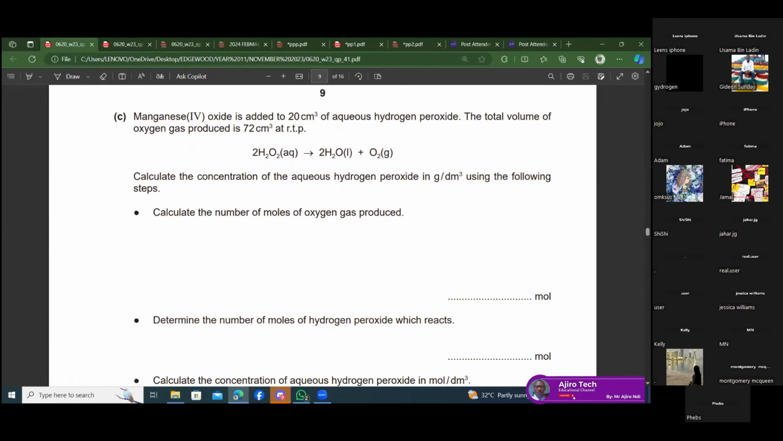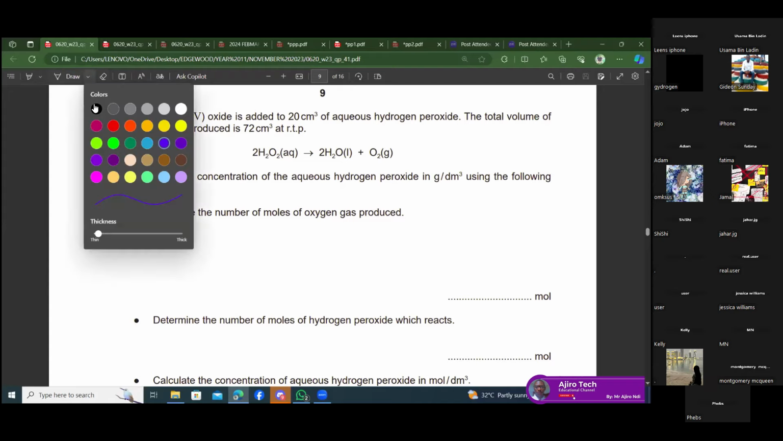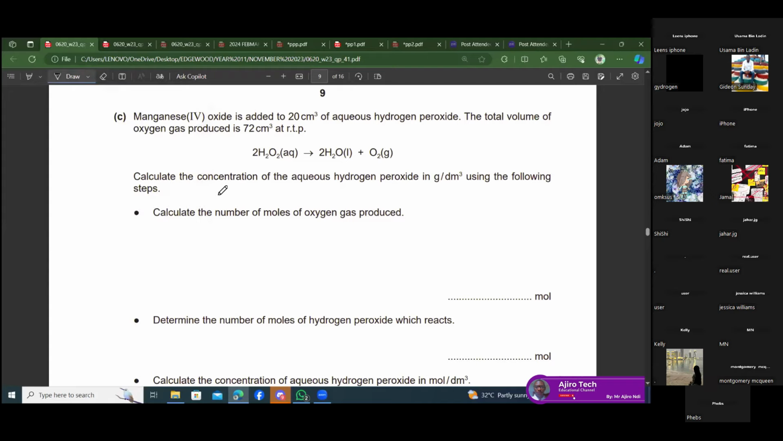So this is a question. It says manganese(IV) oxide is added to 20 cm³ of aqueous hydrogen peroxide. The total volume of oxygen gas produced is this. The first question says, calculate the number of moles of oxygen gas. Now you're finding a gas, and I said the number of moles of a gas is the volume of the gas divided by 24 dm³. So that's what you need to look out for.